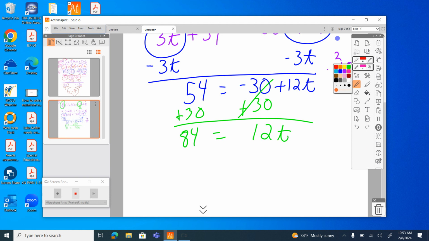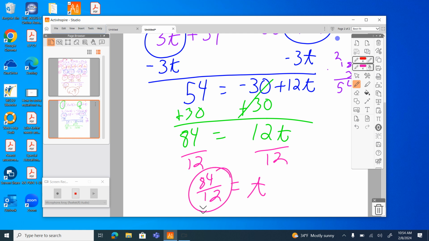Now, what is it? It's 7. 84 divided by 12 is 7. If you didn't know that, and you put 84 over 12, with everything else that you've had to do, we will accept it. t equals 7.